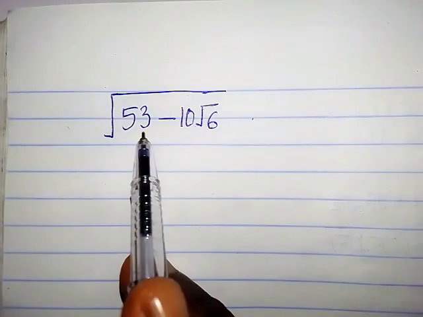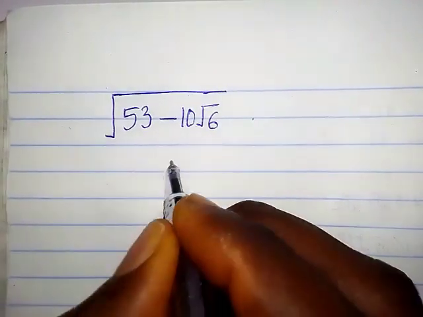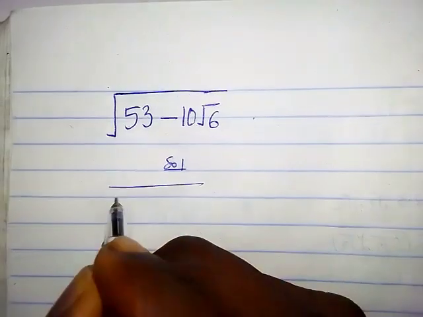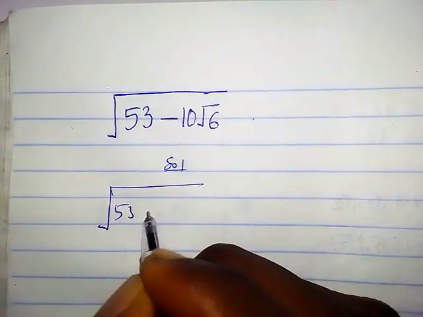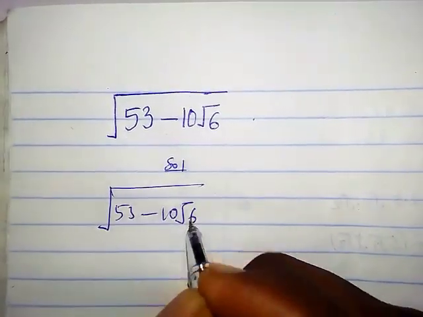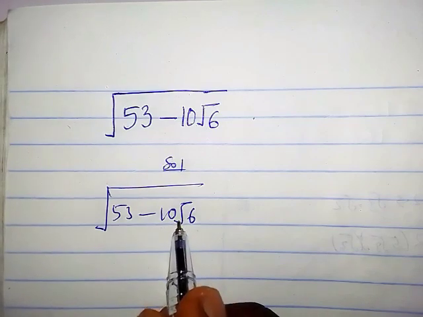Hello, how do we simplify this kind of problem? Solution. So we have the square root of 53 minus 10 times the square root of 6. Let's consider this term first.